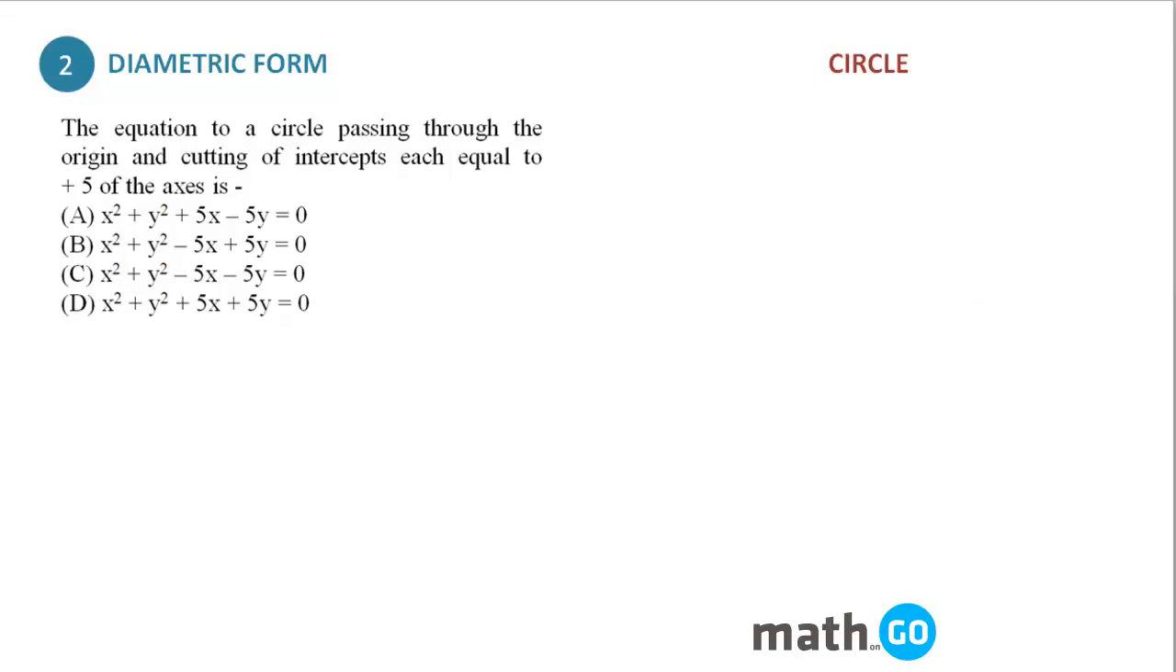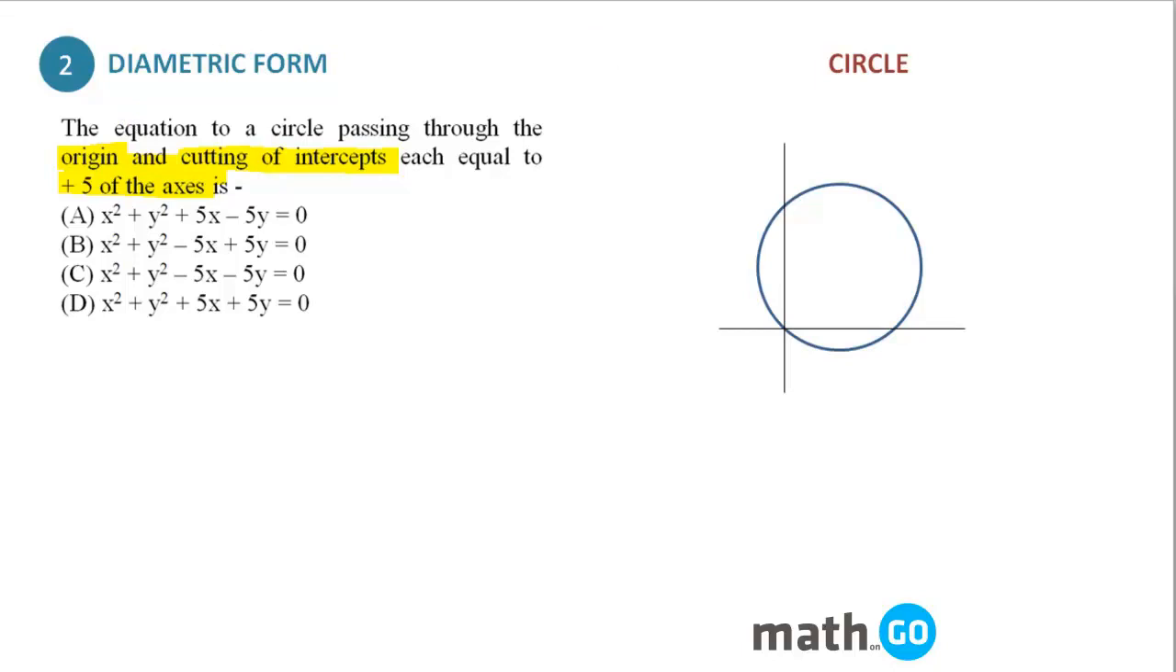Okay, now let us take another problem which at the onset does not seem like a diametric form question. Let me read it out for you. You have to find the equation of the circle passing through the origin, cutting off intercepts each equal to plus 5 units on the axes, right? Let me show you what this means with the help of a diagram.